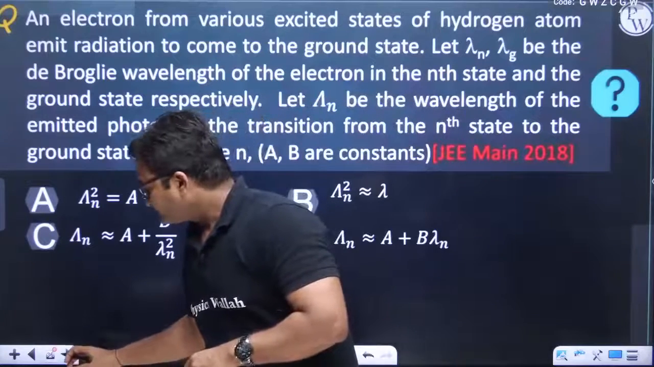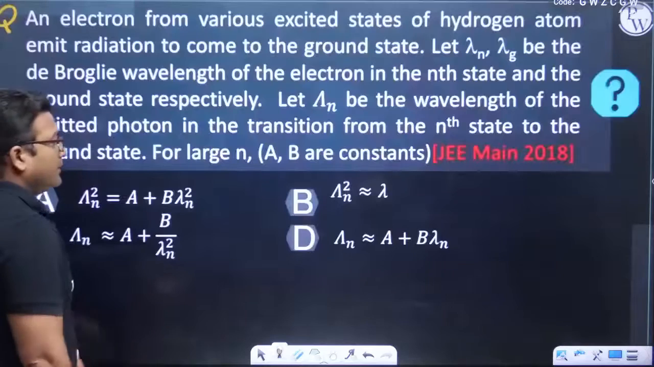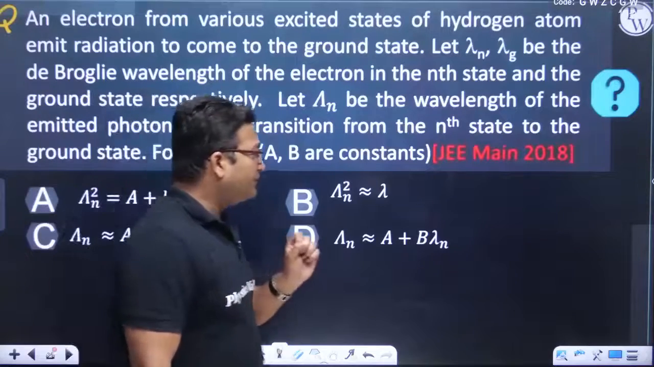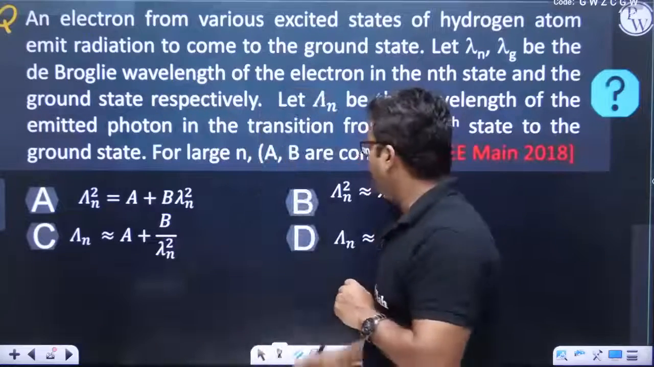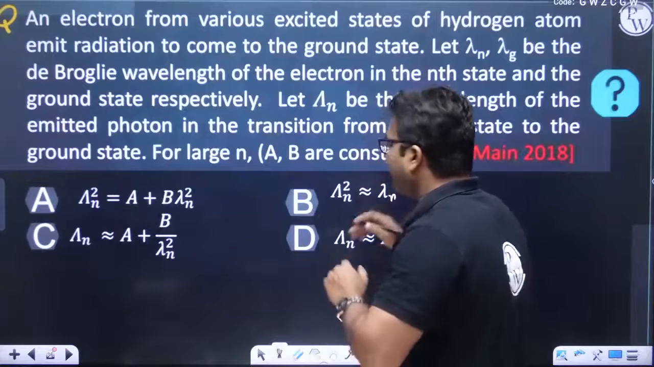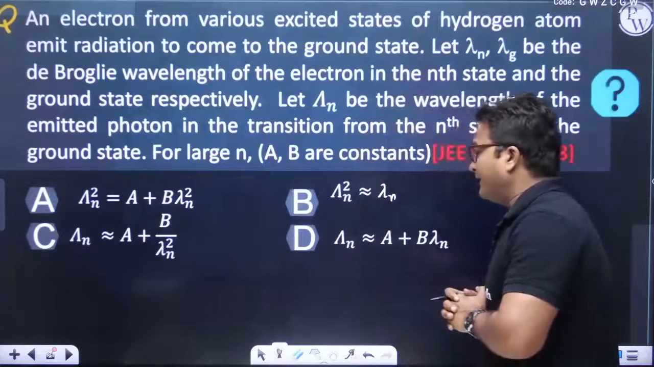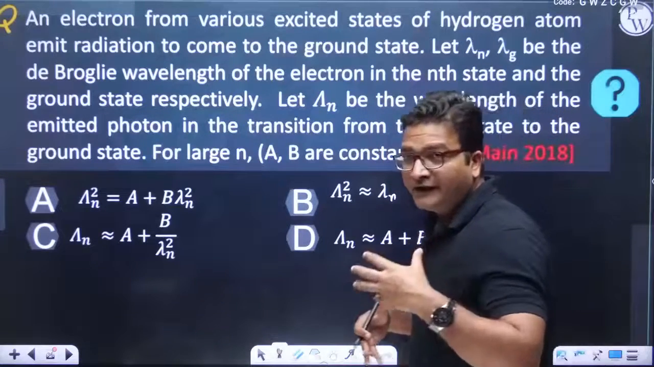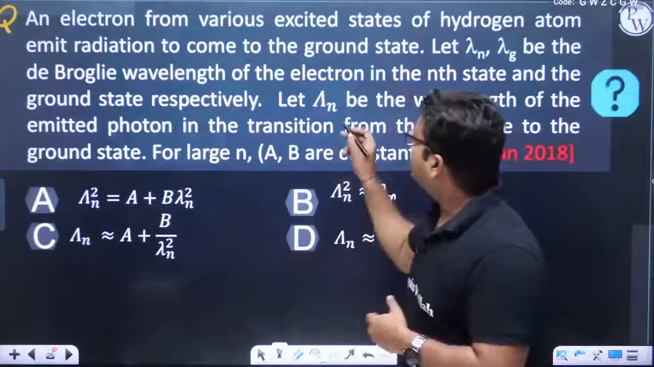So let us solve this. As you know, in every option they haven't used lambda g, they are only using lambda n. Okay, here also they have lambda n. So in every option they are using lambda n. So let us now relate lambda n and this symbol an.